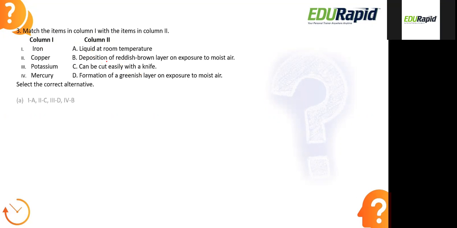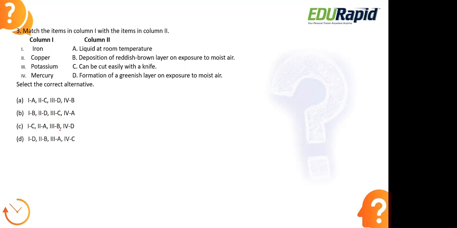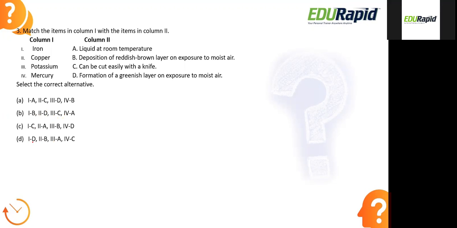Now we are going to select from the codes they have given us here. Option A tells us to match 1 with A, 2 with C, 3 with D, and 4 with B. Option B tells us 1 with B, 2 with D, 3 with C, and 4 with A. Option C: 1 with C, 2 with A, 3 with B, and 4 with D. And the last option: 1 with D, 2 with B, 3 with A, and 4 with C.